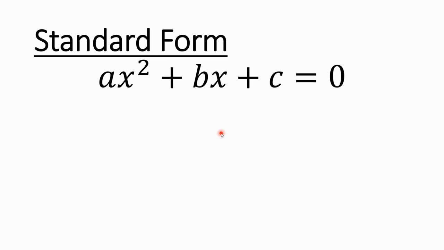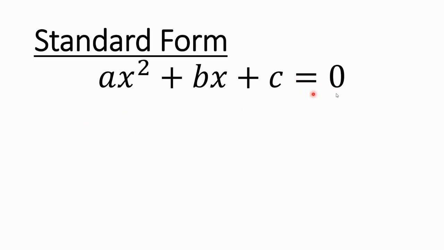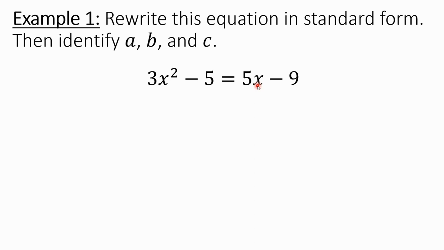And then let's do example 1. It wants us to rewrite this equation in standard form, and then identify what the A, the B, and the C are. To get it in standard form, it needs to equal 0, and this side needs to be in this order: the x squared term, the regular x term, and then the constant. So on the right-hand side, I need to move these terms over to the left.